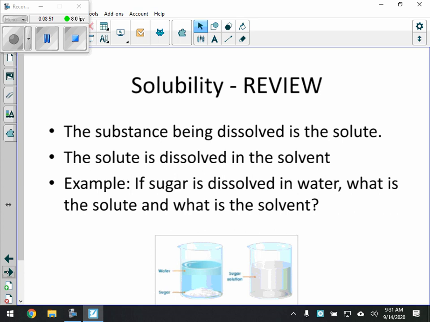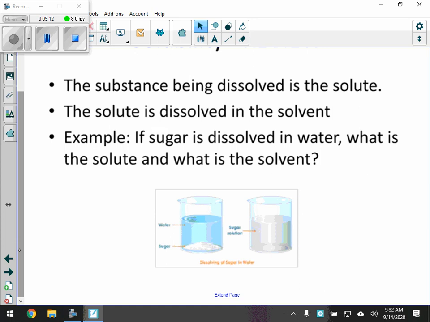If we're talking about water as the solvent, we talk about something called aqueous solutions. Have you heard that before? Aqueous? Yes? No? Yeah, aqueous. So if sugar is dissolved in water, what's the solute? Sugar. What's the solvent? Water. So that would be an example of that there. Just a reminder there.